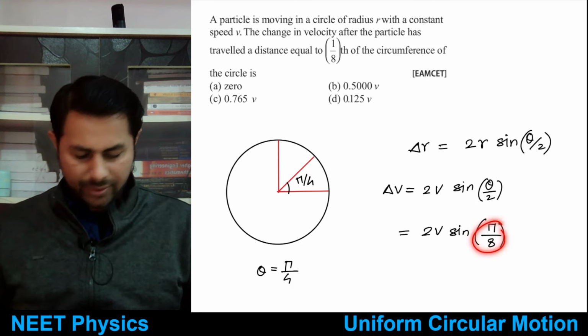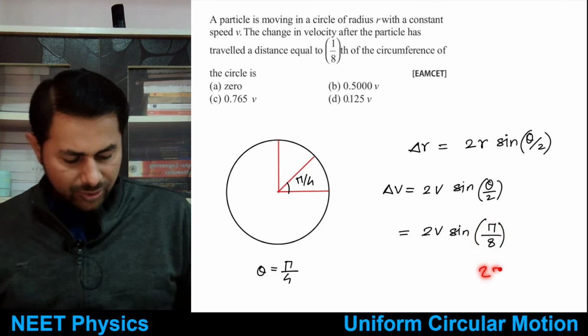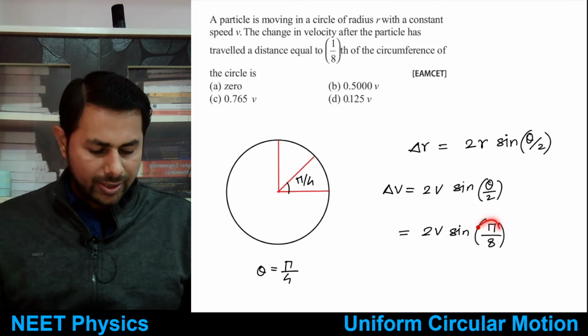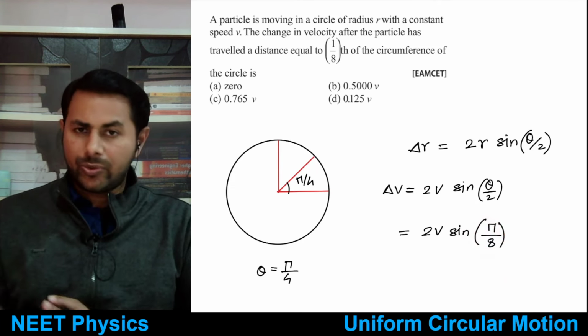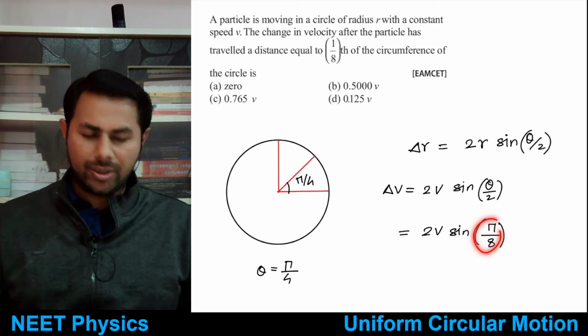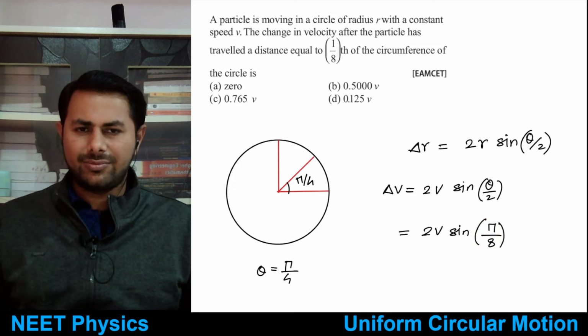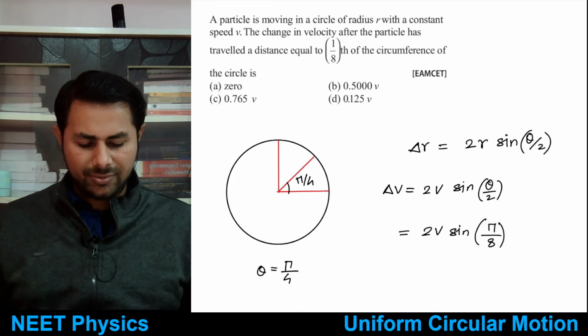Okay. So then this angle would be 22.5 degrees. Theta is equal to 45 degrees, so half of that is 22.5 degrees. So how can you find out sine of that? Can you find out sine of that? Anyone?